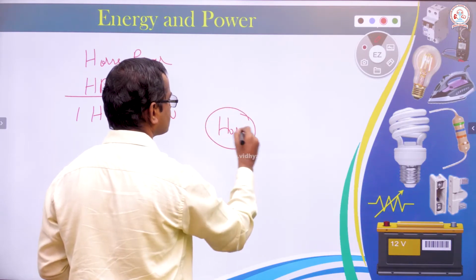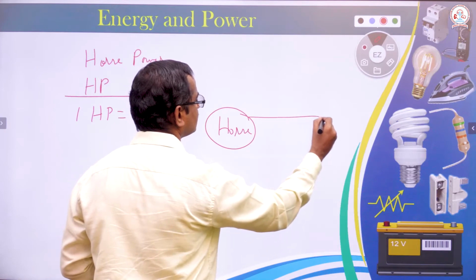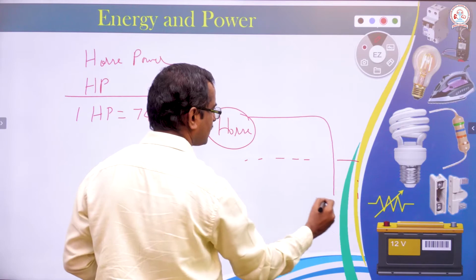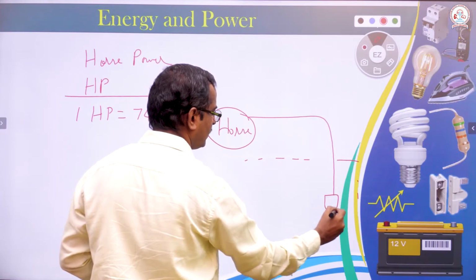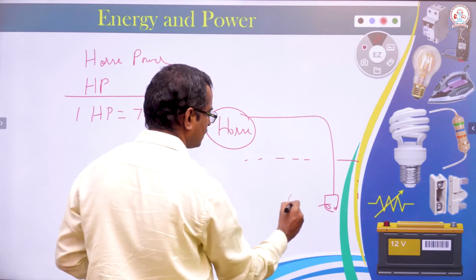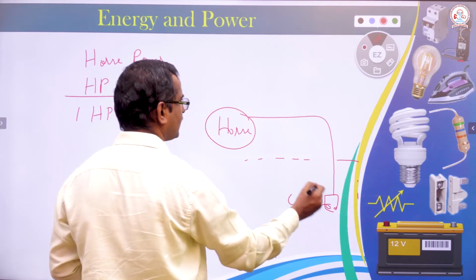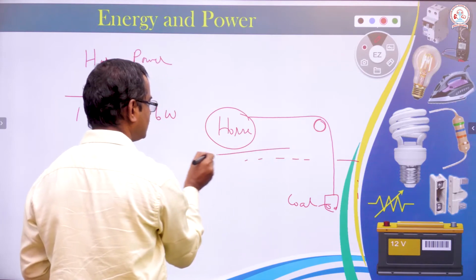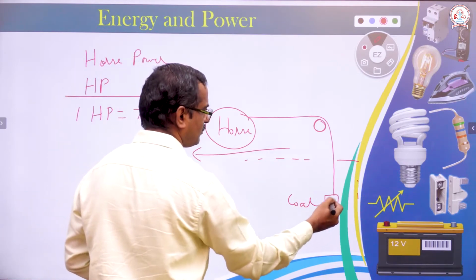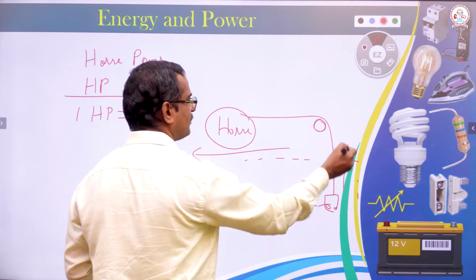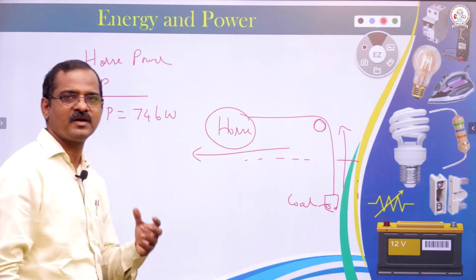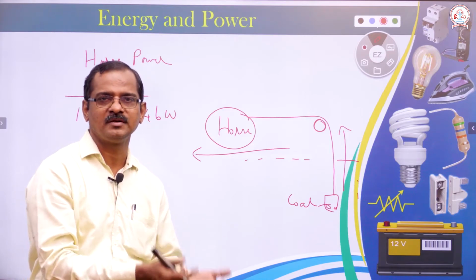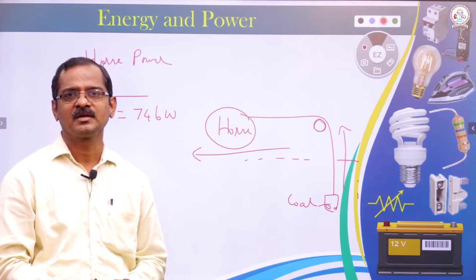Imagine this is a horse, and a rope will be tied there from the ground, and coal will be taken through this. There will be a pulley, and when the horse moves this side, the coal bucket filled with coal will come up, isn't it? So horses were used to bring or lift coal from the ground to some height.